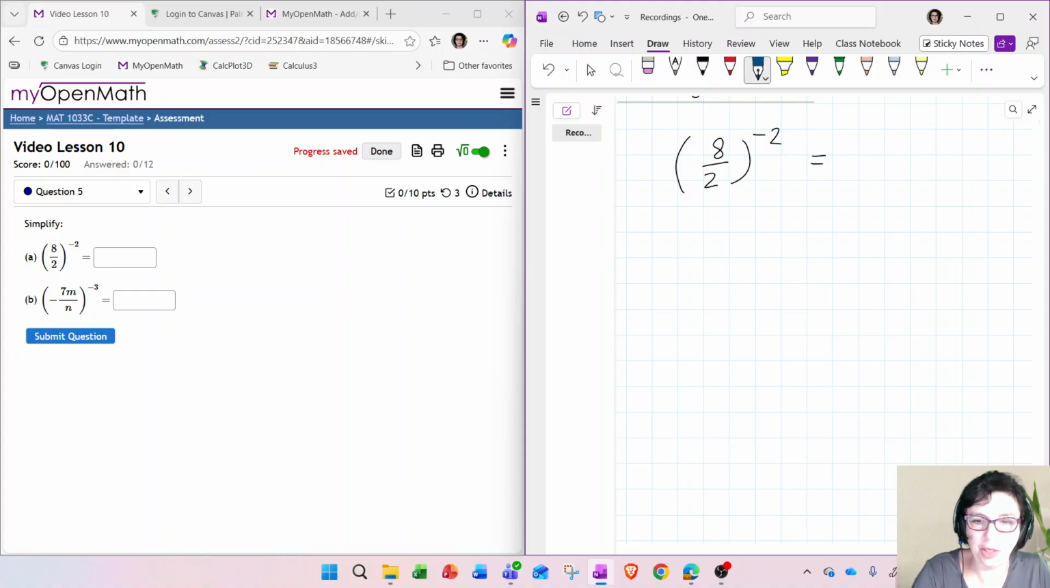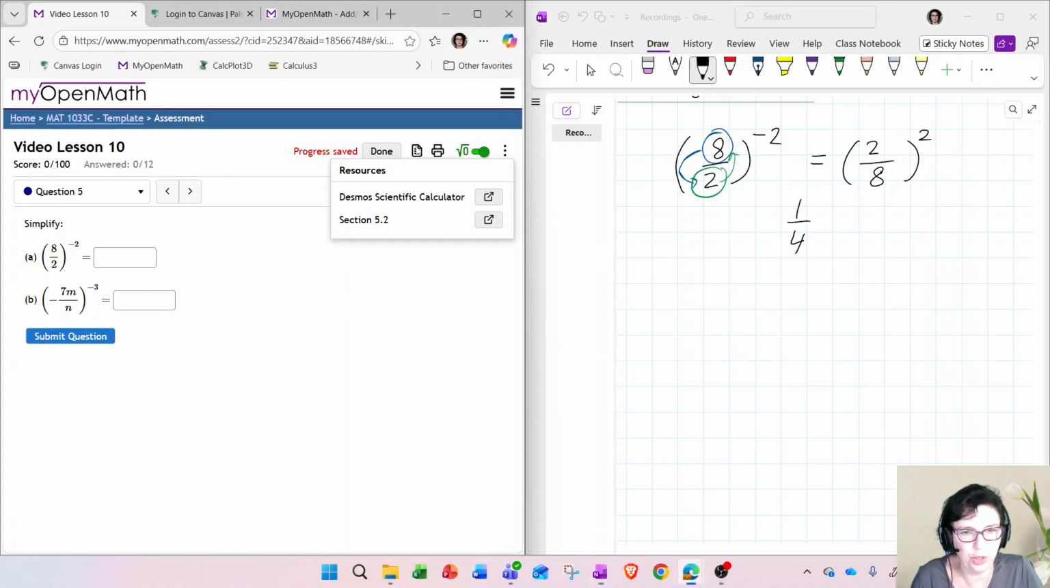In this particular case, the 8 that you see on the top will jump to the bottom, and then the 2 you see on the bottom will jump to the top, and the negative power will disappear. We're going to get 2 on the top divided by 8 on the bottom, and then everything is raised to the power 2. Now, in this particular case, they actually don't want you to leave it like that. What is 2 over 8? That is actually 1 over 4 if you simplify the fraction.